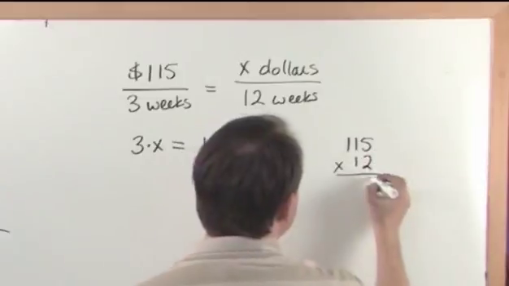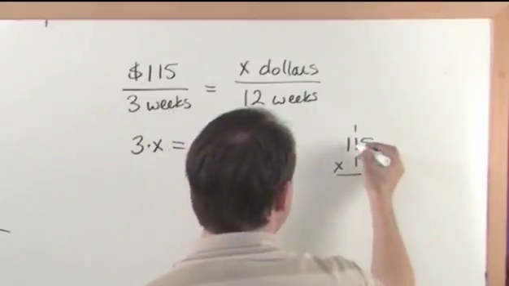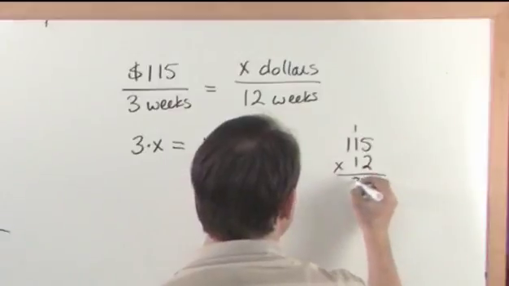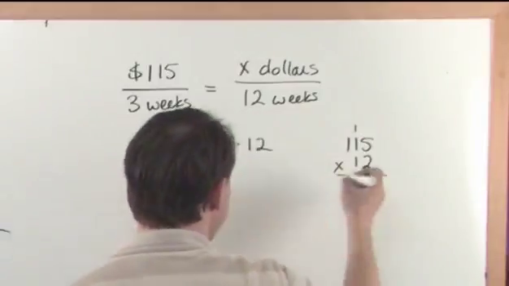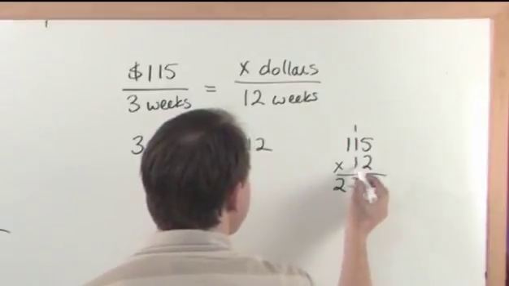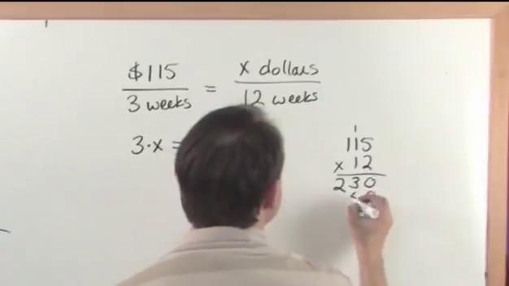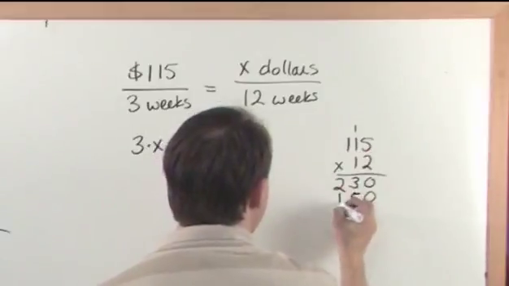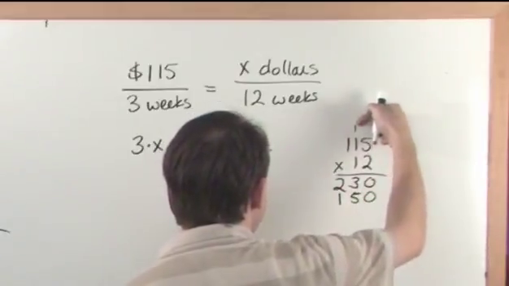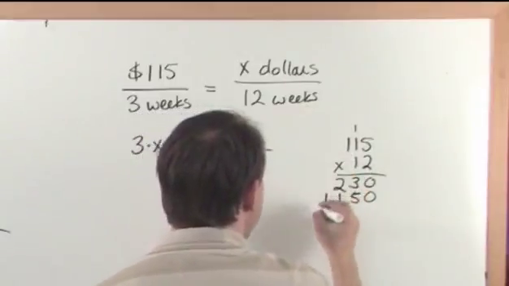2 times 5 is 10, so I'll put a 0, carry the 1. Okay? 2 times 1 is 2, plus 1 is 3. Okay? Done with that. 2 times 1 is 2. Now I'm going to move to this digit, so I have to put a 0 here. 1 times 5 is 5. 1 times 1 is 1. I ignore this here because that only applied when I was carrying from before. And 1 times this 1 gives me 1.